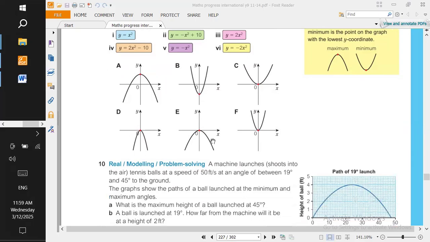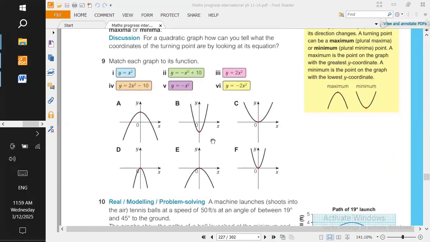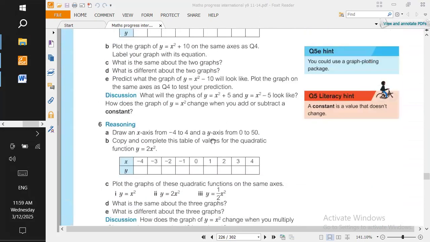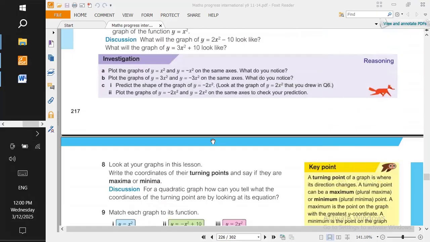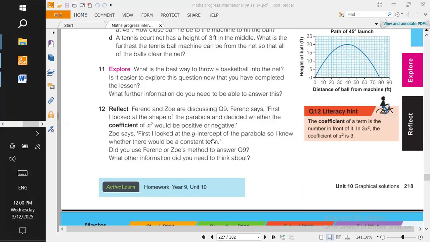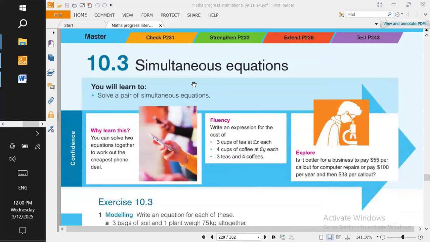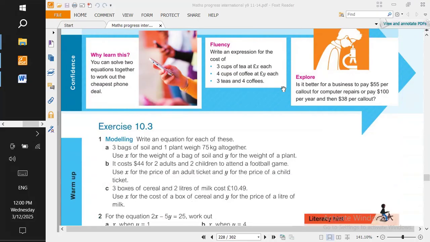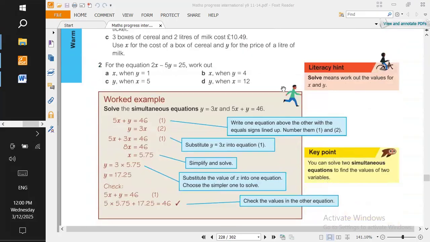Now let's move on to the rest of the questions. I think this covers the whole thing here. So as we said, the quadratic graphs are explained in the first part of Unit 10, so you can check how to sketch a graph or plot a graph using the formula and the table that you have. Now, in 10.3, we have simultaneous equations. Solving simultaneous equations here. Let's take a look at the questions here.